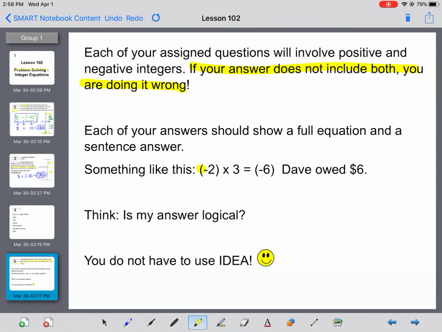Also, as your answer, I should see a full equation, question and answer, and then also a sentence answer. Okay, so an equation with an answer, and then give me a short sentence at the end that answers the question. And once again, thinking to yourself, is my answer logical? Does it make sense? And I know that this will make some of you very happy. You do not have to use IDEA. This is all I need to see in your books.